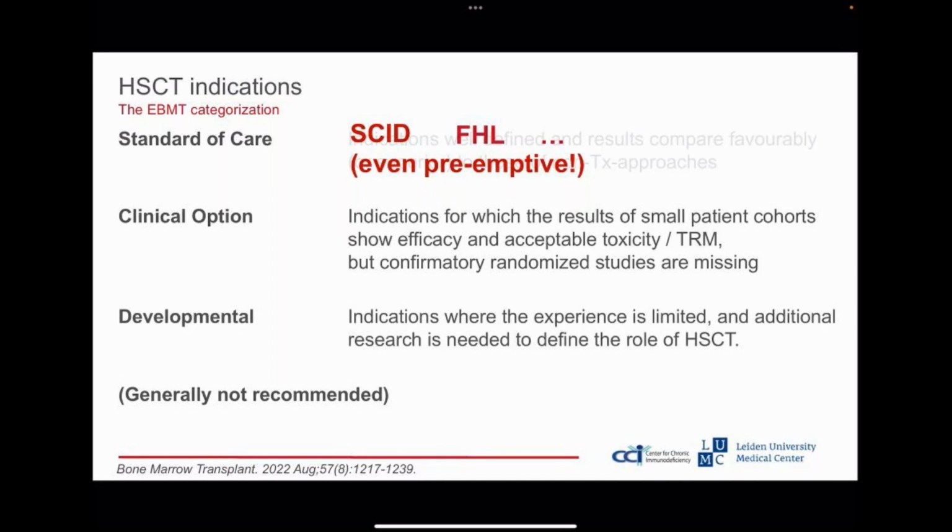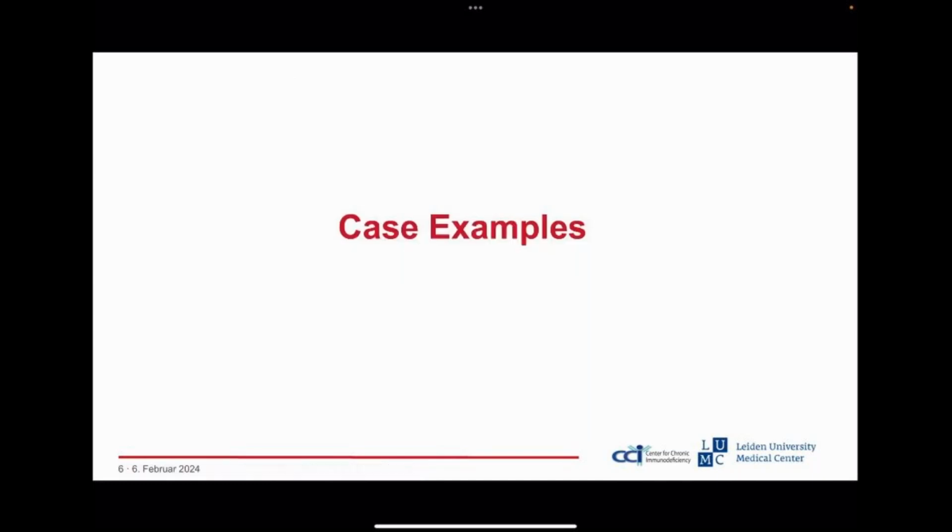And then there are situations where HSCT is generally not recommended, but with more advances, for example in conditioning regimens that become less and less toxic, we are coming into a situation where we might open doors that were closed for many years. To discuss these and a few other aspects, we selected some case examples to introduce you to our daily work and the considerations that we make in these situations.